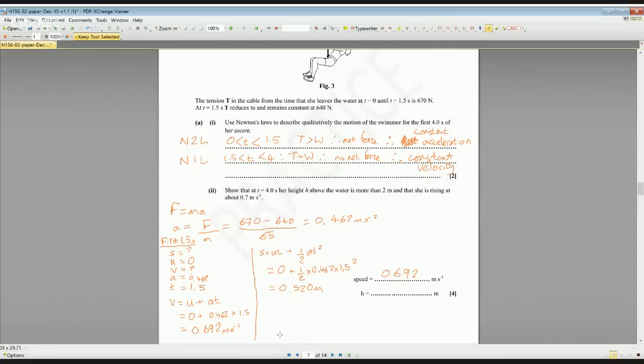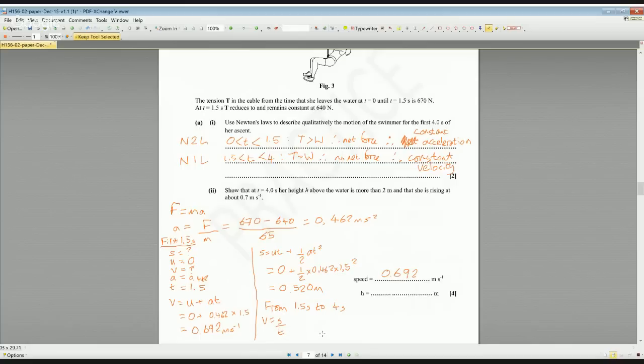And then the remaining part of the journey, 1.5 seconds to 4 seconds. She's traveling at a constant velocity, so we can use speed as distance over time.